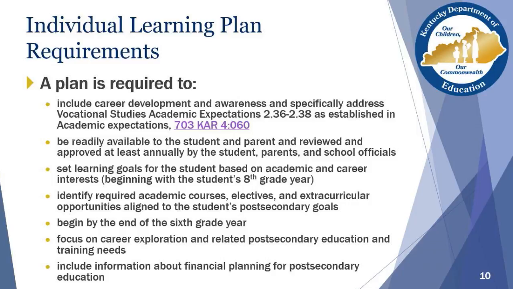Identify required academic courses, electives, and extracurricular opportunities aligned with the student's post-secondary goals. It must begin by the end of the 6th grade year. It must focus on career exploration and related post-secondary education and training needs, and include information about financial planning for post-secondary education. Some resources for planning.